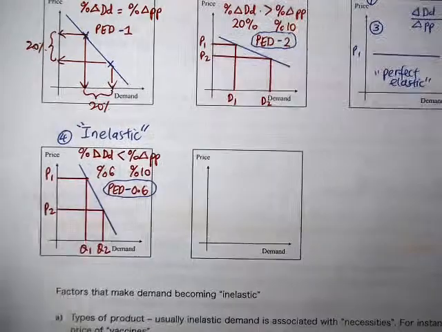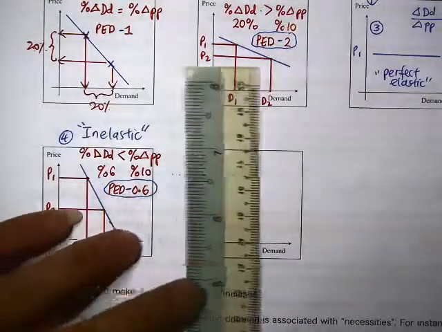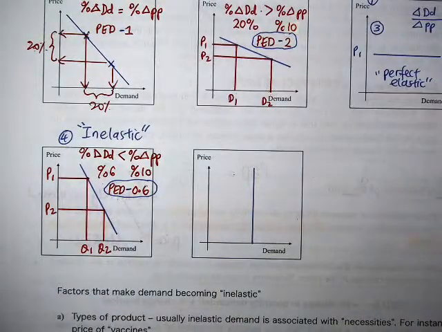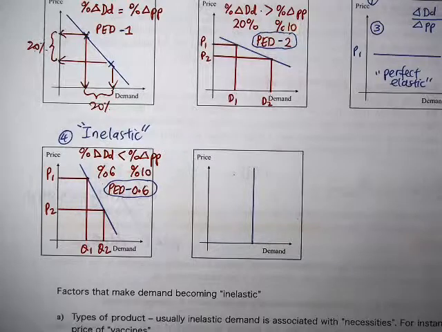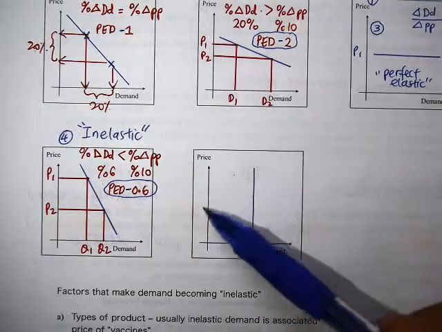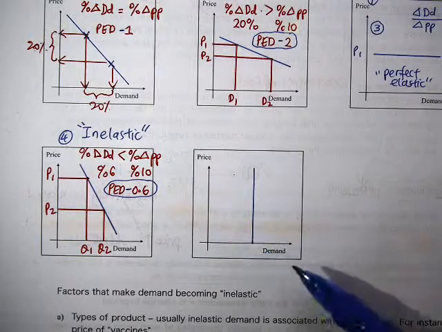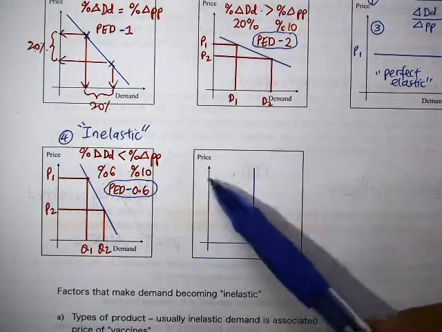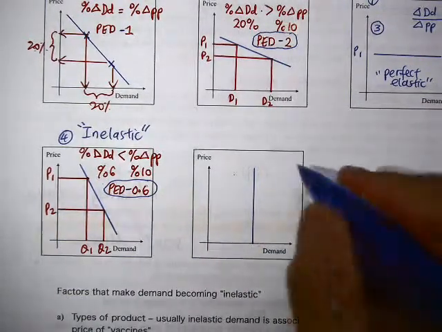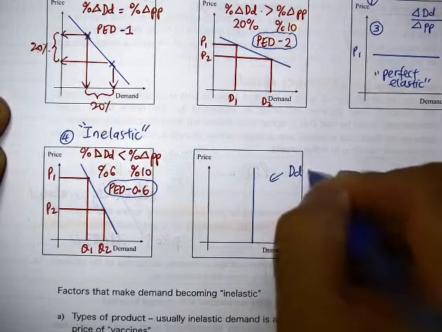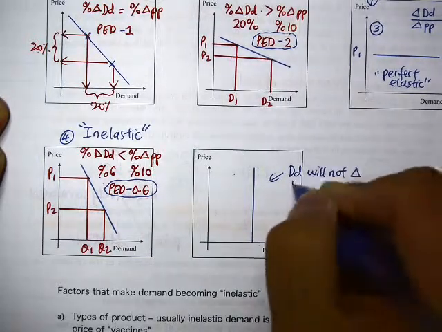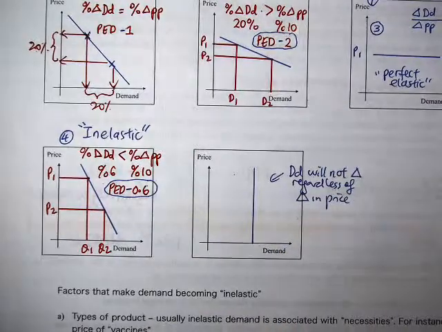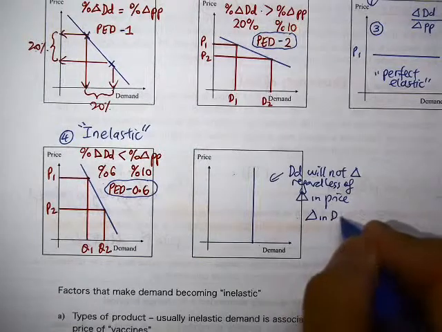Now of course when the line becomes perfectly straight, standing vertically in the graph, that shows no matter what price you sell, the demand won't change. You increase the price, demand is also the same. You increase some more, demand is also the same. So this is a situation where the demand will not change regardless of the change in the price. The change in demand will be 0.